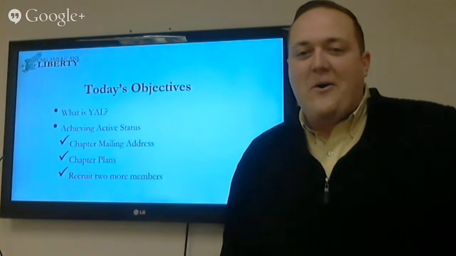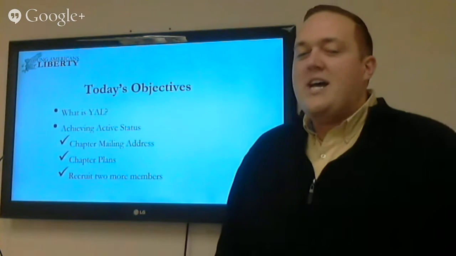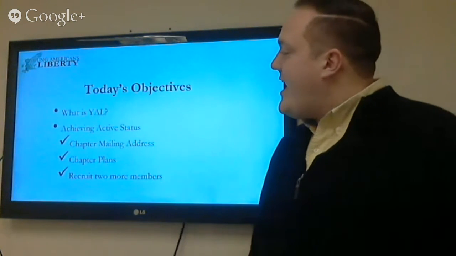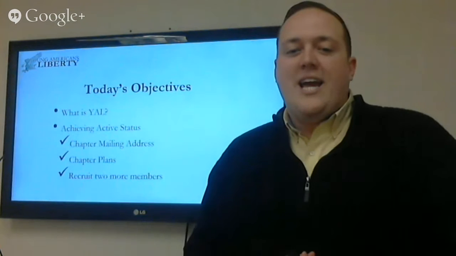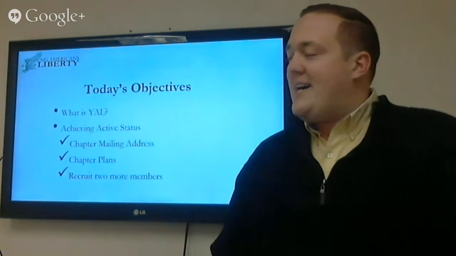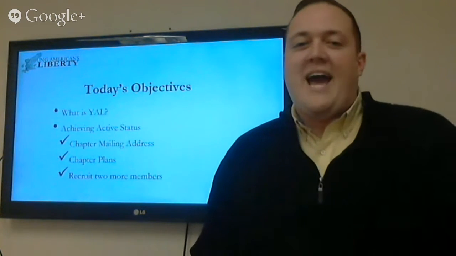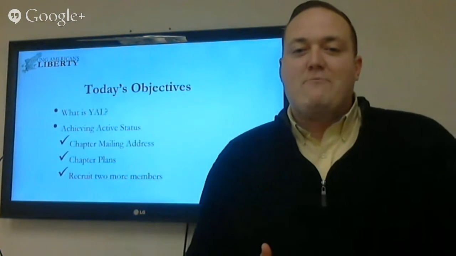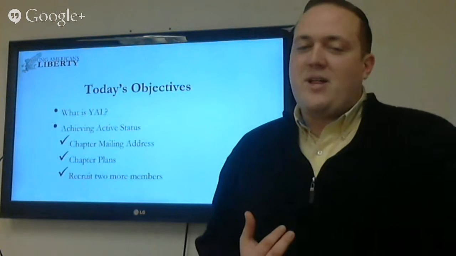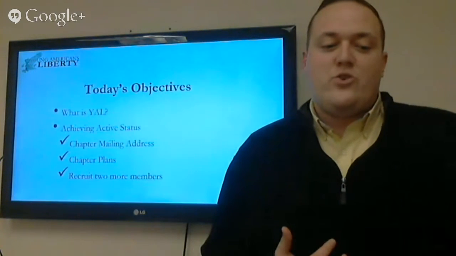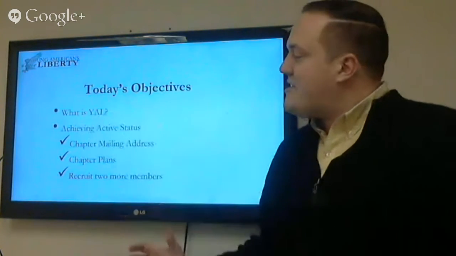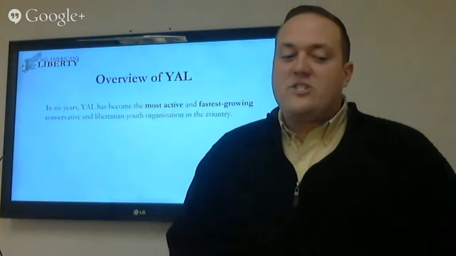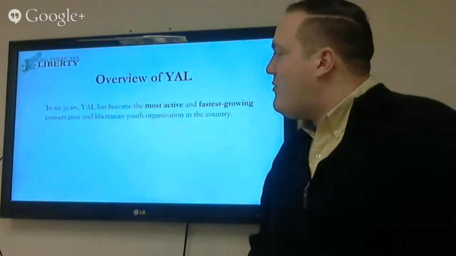First, what is YAL? So we'll talk about Young Americans for Liberty, the things we have to offer, and how we're able to work in the liberty movement and in the political process. We'll talk about achieving active status. So looking at the three things we ask you to do, your chapter mailing address, your chapter plans, and then finally, recruiting two new members. All right, so these are the things we're going to look at today. First step, what is YAL? So let's talk about an overview of YAL.